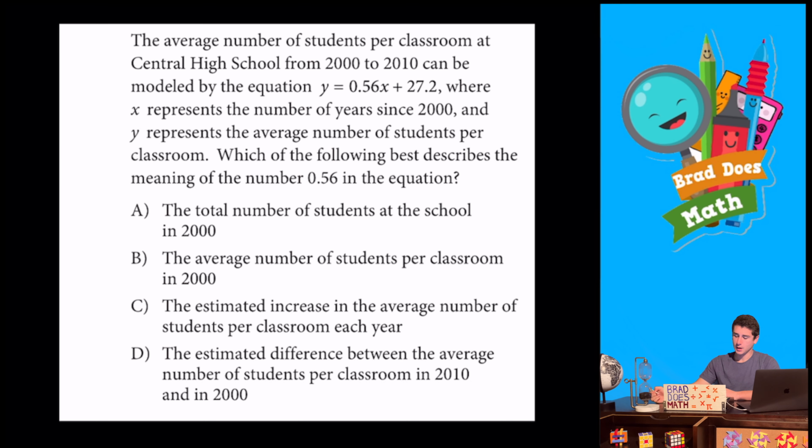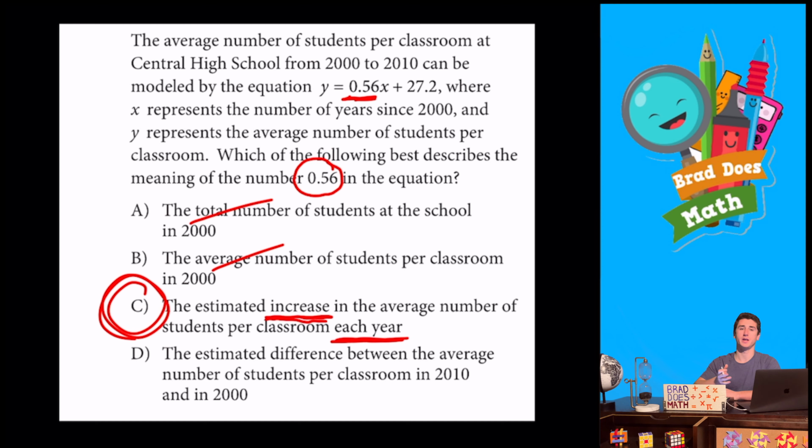Okay. Next question. They ask us to interpret the 0.56, which is the slope. So we should see our keyword, and I see that here. Total number, no. Average number, no. And I see it in answer choice C. I see the estimated increase each year, or per year. A lot of the time you see like per something, per second, per minute. That kind of goes along with slope.